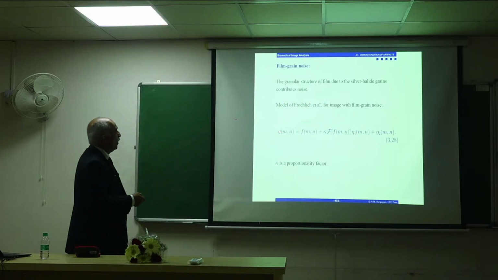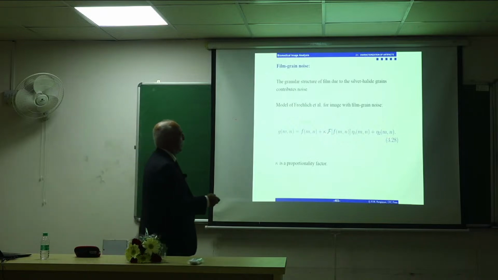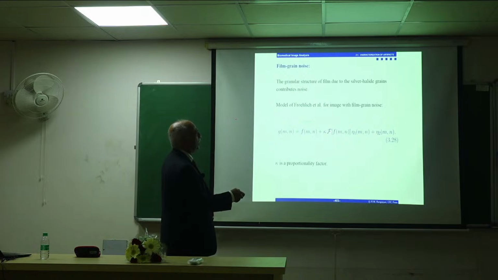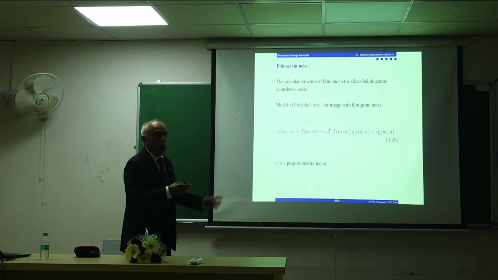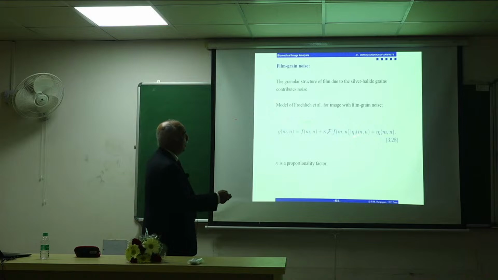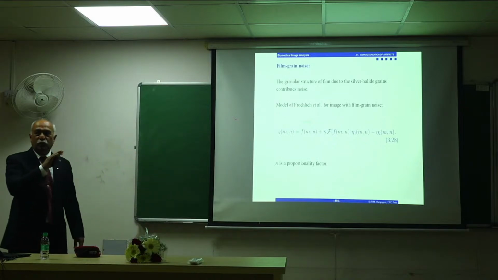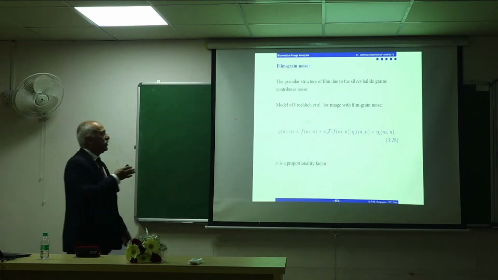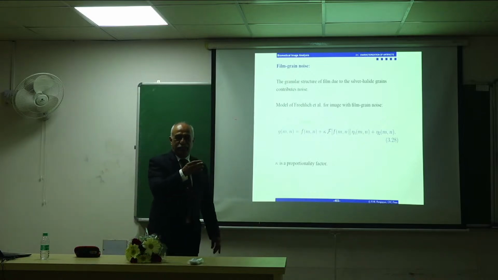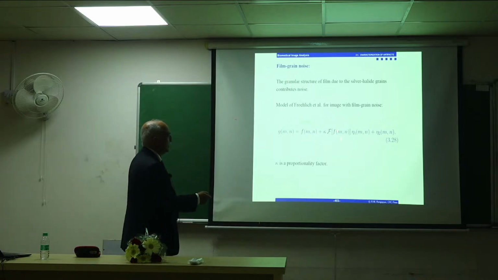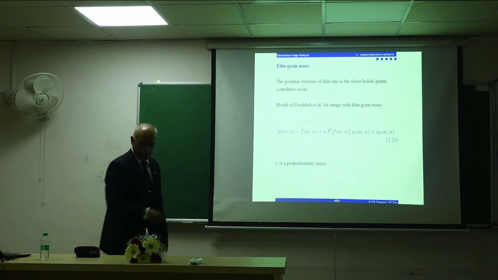So there is a model given by this equation. g(m,n) is f(m,n), the original signal, plus this factor. Now this factor, kappa is some scale factor. This script f is some function of f(m,n), of the original signal, which you don't know, of course, times eta 1, multiplicative noise, plus eta 2, additive noise. So this is a general model which includes both multiplicative and additive. And if you assume kappa is 0, then it's only additive. But you need to have some idea of what this function is.